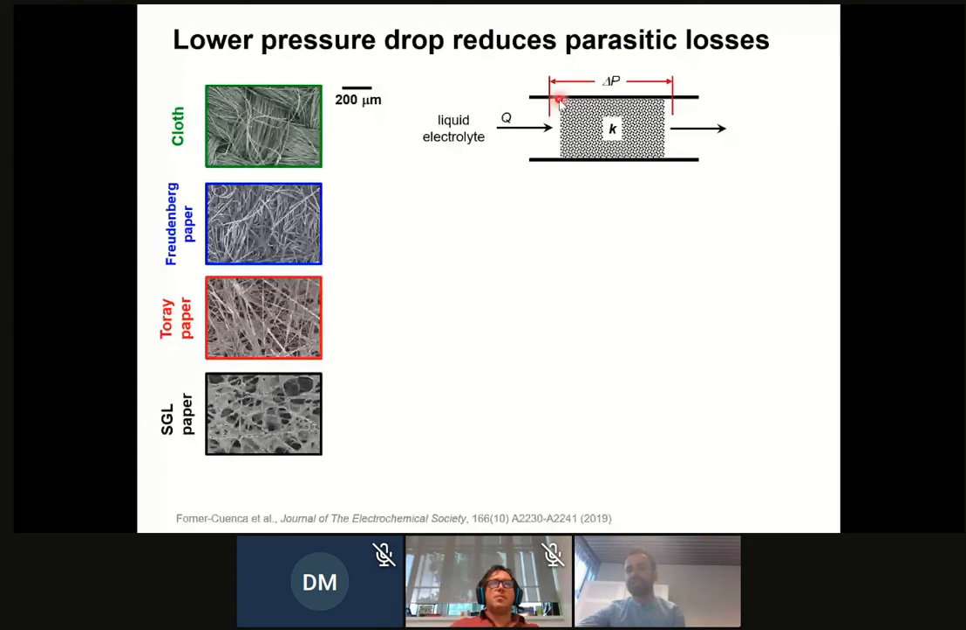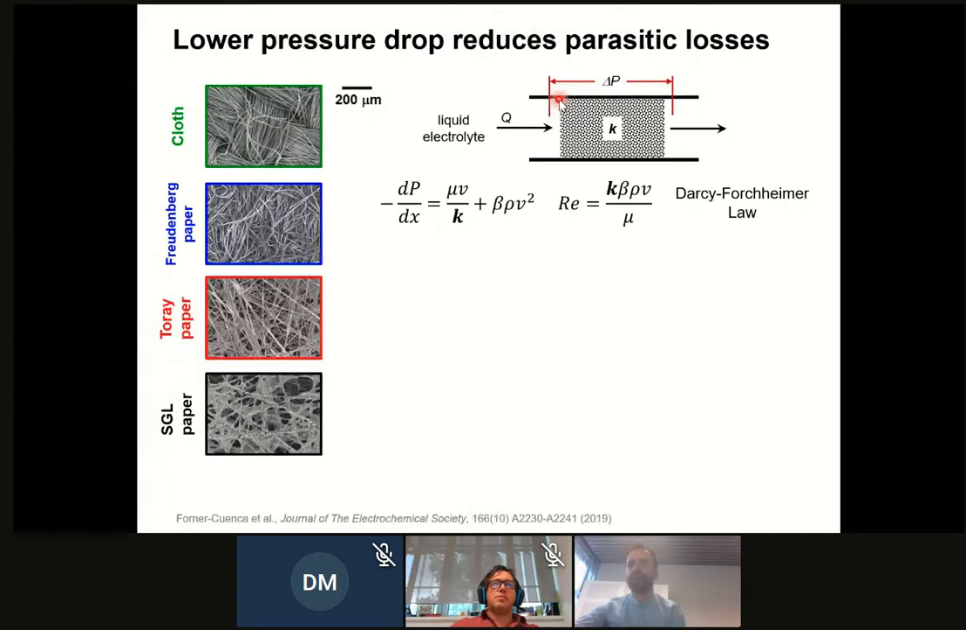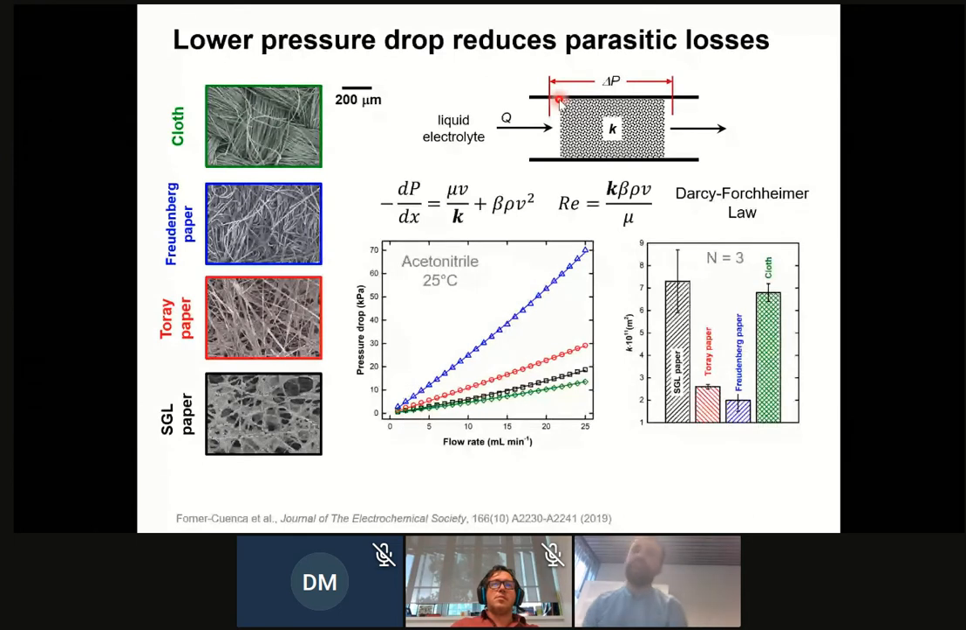So we wanted to assess that in the laboratory, and we measured pressure drop for different materials. That's a very easy experiment. You just pump electrolyte through, and then we use certain physics, such as Darcy or Darcy-Forchheimer, to account for inertia. And we measure the pressure drop for the different electrodes. And what you see is what you would expect. Electrodes that have the smaller pore sizes have the higher pressure drop, okay? And therefore the lowest permeability.